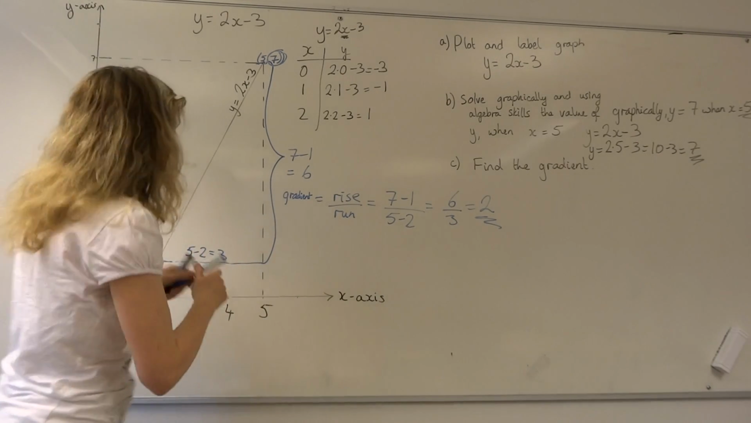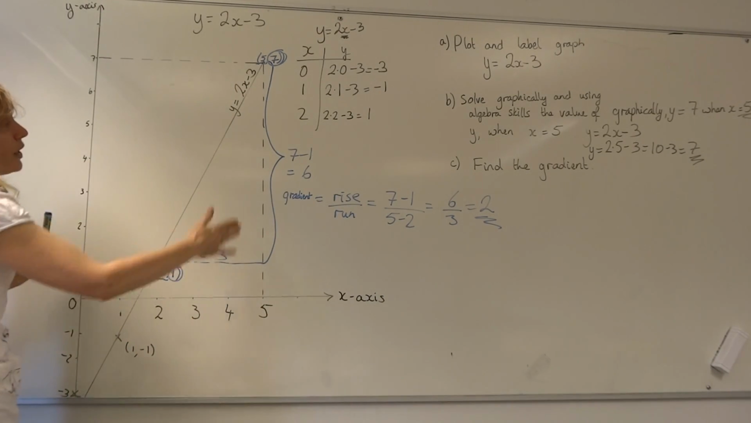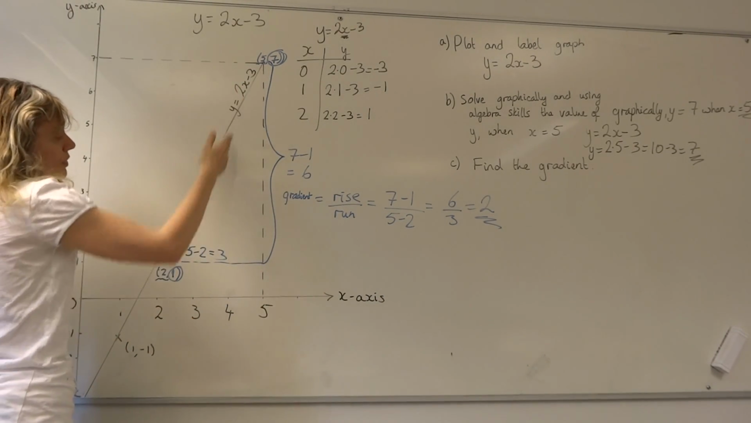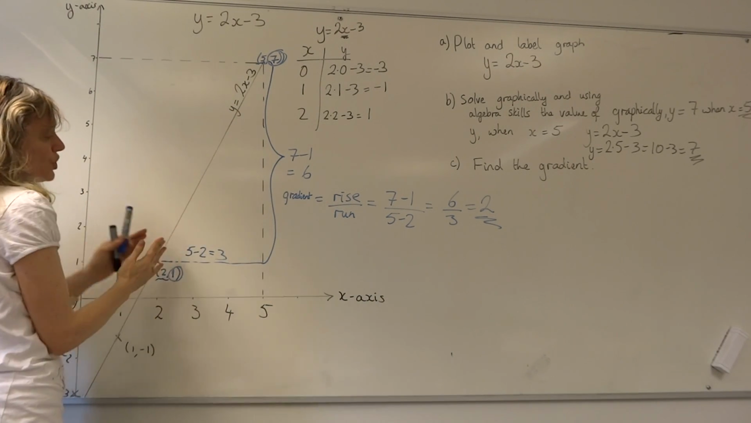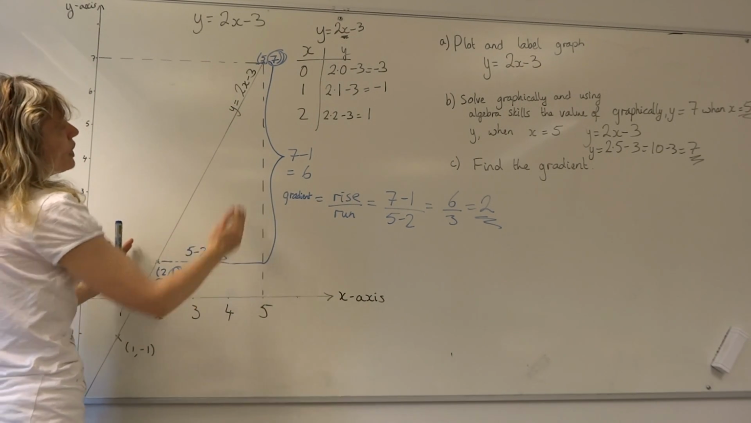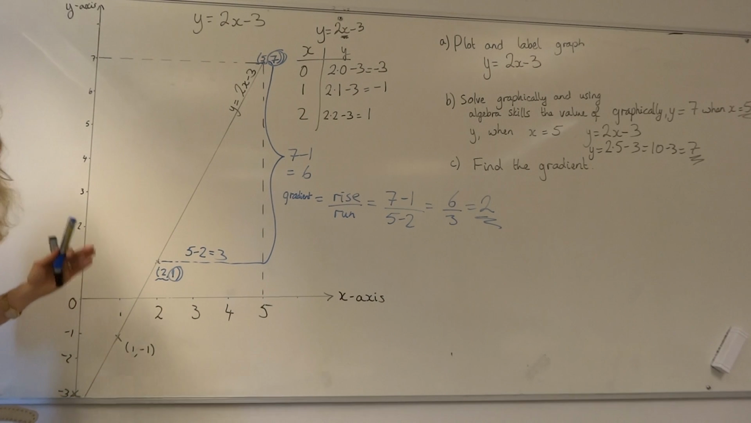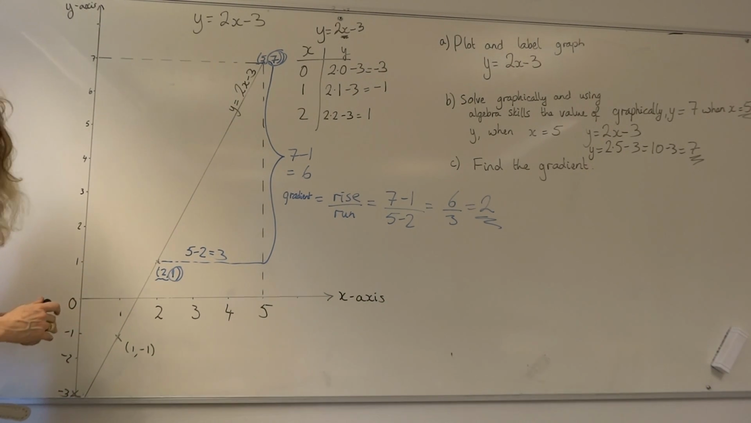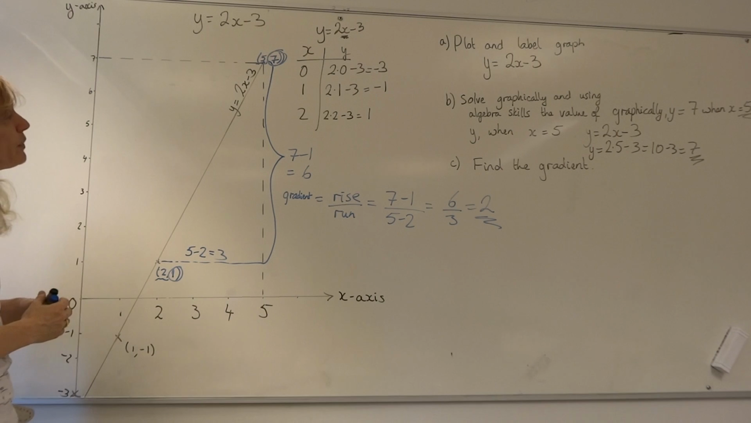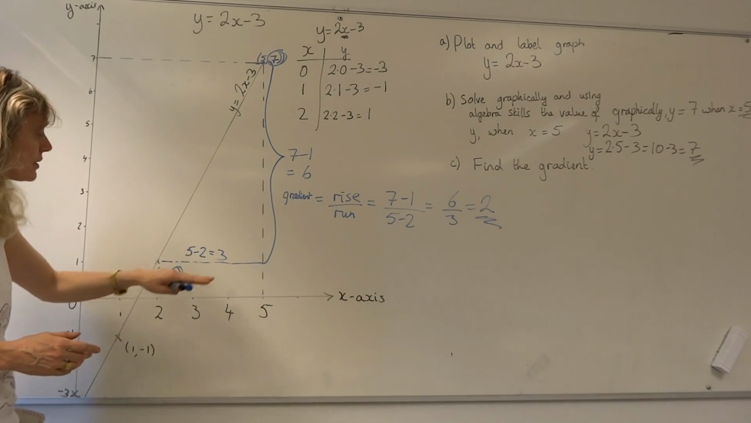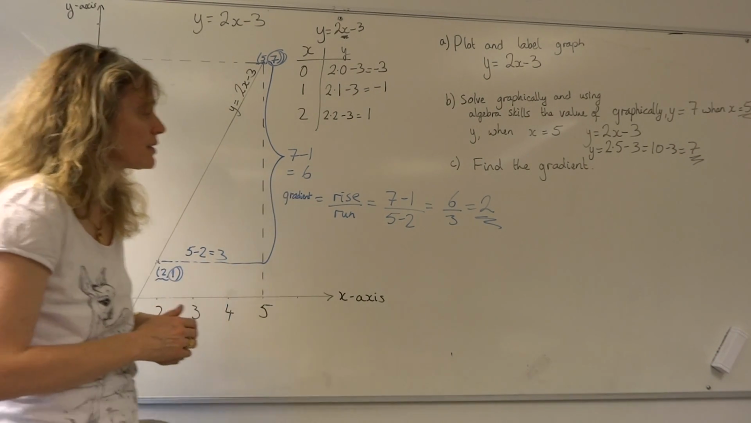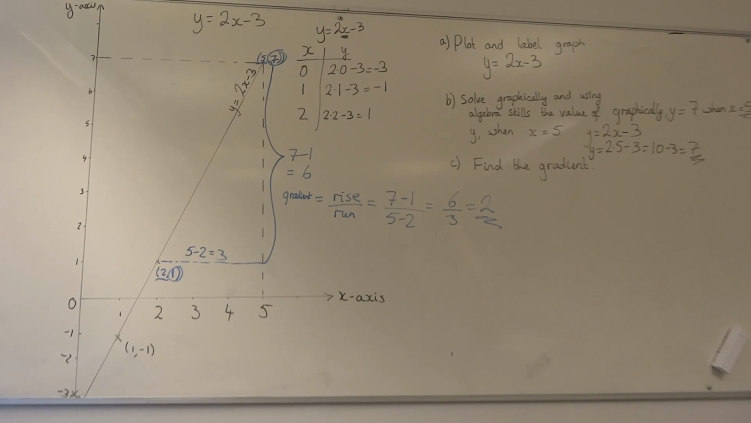And it wouldn't matter where on the graph you decided to measure the gradient. It's usually quite a good idea to make the gradient triangle large and use easy points to read directly off the graph. So these would have been easy points, 6 in the y-axis and 3 in the x-axis. And divide those two numbers to get the gradient.